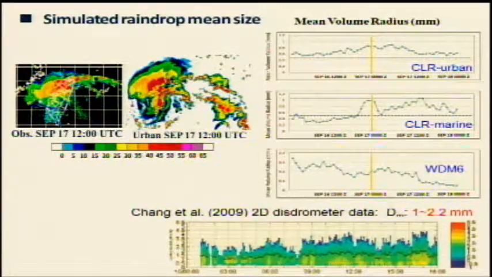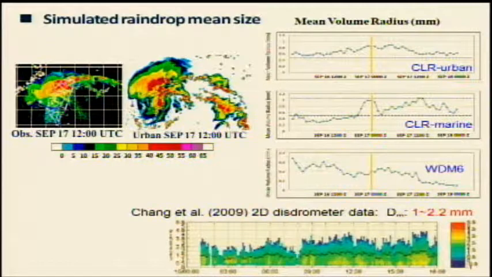Now for the typhoon case, these are the simulated evolution of the size over northern Taiwan, and we have corresponding disdrometer measurements. The disdrometer measurement shows the mean diameter is around 1 to 2.2 millimeter. And the WDMCs can produce only 0.3 in radius. So it's way too small in this case. And the marine case produced too small particles in the beginning, but then it's in the right range. The range of 1 to 2.2 is indicated by the dashed lines here.